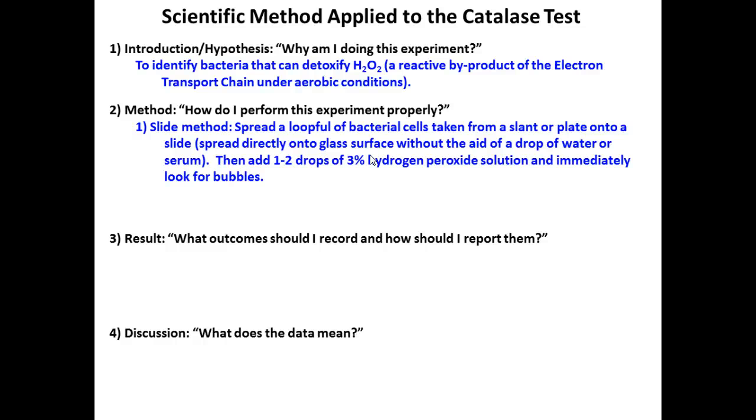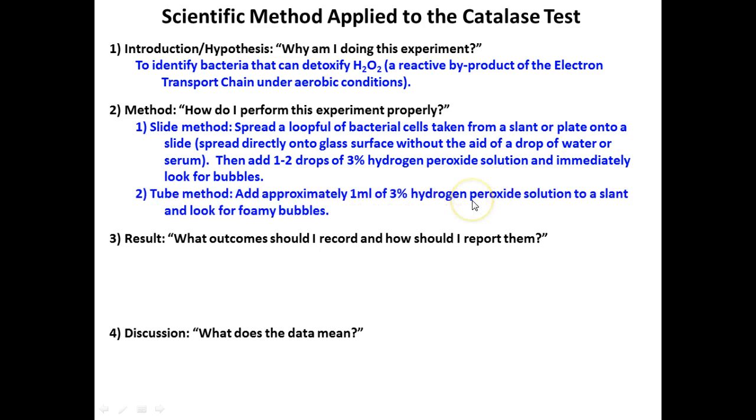loop. And so once we add it, and then if we do it on the slant, remember we had to factor out if the media could cause bubbling. Our media doesn't cause bubbling, so we don't get any false positive results from that. So we should see lots of bubbling. And why is that? What's happening? What is the hydrogen peroxide being turned into? Gas? What kind of gas?